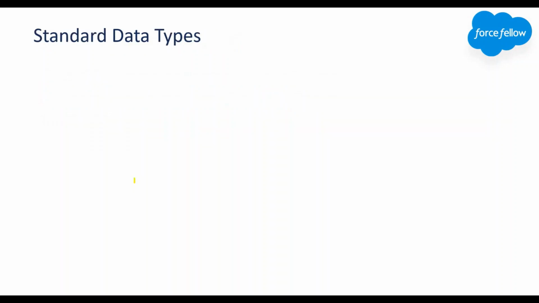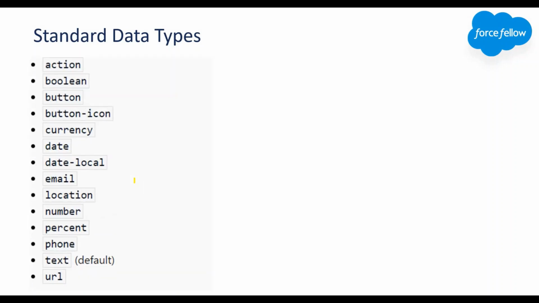Okay. And there are many standard built-in types provided by Salesforce like action, boolean, button icon, currency, date locale, email, location, number, phone, text and URL. And you can see here default is text.